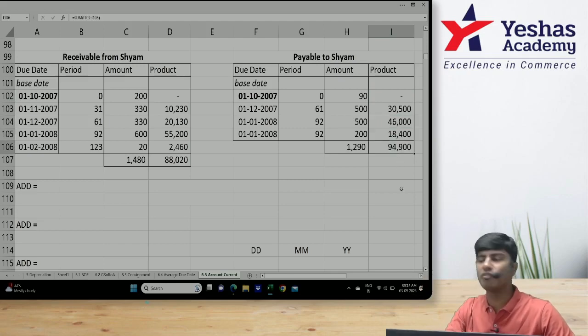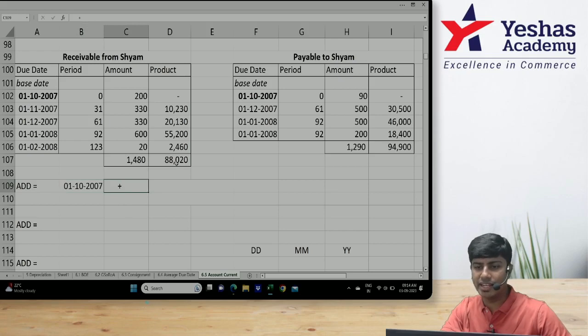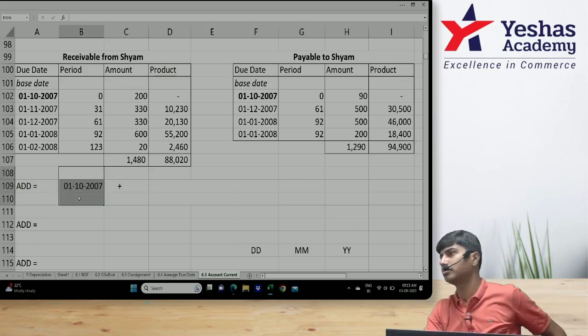Okay. Now, the formula for average date is base date, that is 1st of October, plus the numerator 94,900 minus 88,020, divided by the denominator 1290 minus 1480. So it will be minus. So our average due date is not after 1st of October. It will be before the base date.